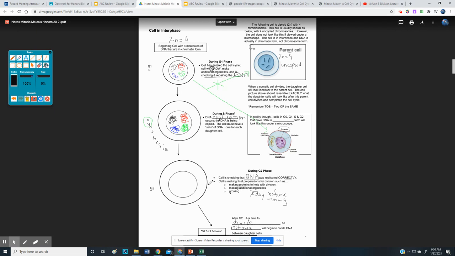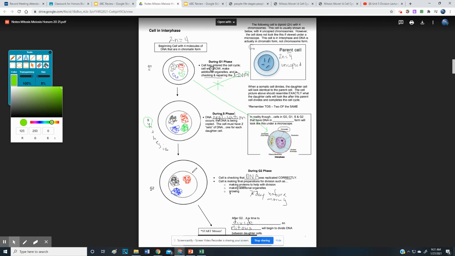Now, as for that cell in G2, we're going to draw the DNA just the same way as we did in S phase. So it got copied in S phase, and now that copied DNA is still in the cell. The copied DNA is being checked over. If mistakes were made, we hope that the cell can find the mutations and fix them.